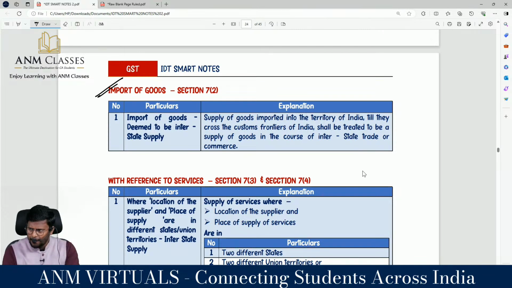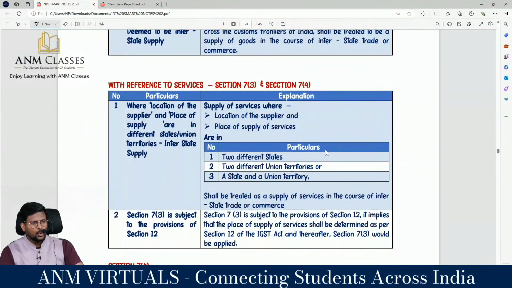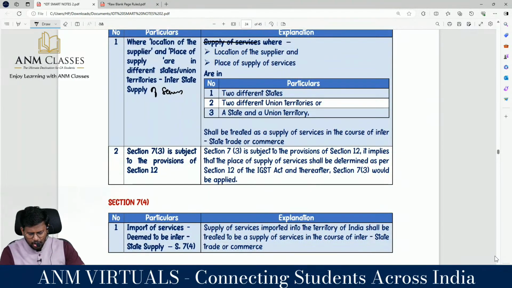What is 7.2? Import of goods. With reference to services, 7.3 and 7.4. Where the location of the supplier and the place of supply of services are in 2 different states or 2 different union territories, it is an interstate supply of services. Where the location of the supplier and place of supply are in 2 different states, 2 different union territories, or a state and a union territory, it shall be treated as supply in the course of interstate trade or commerce.